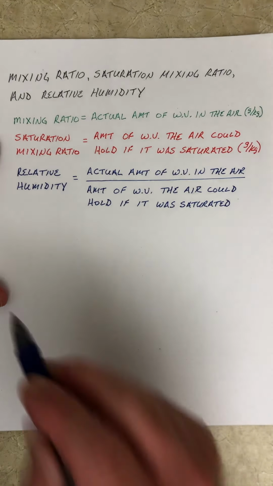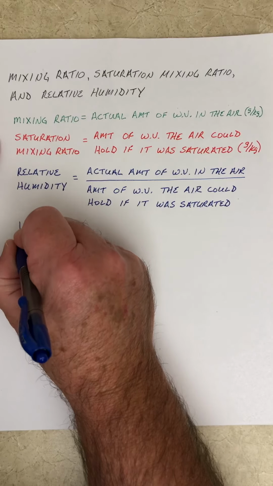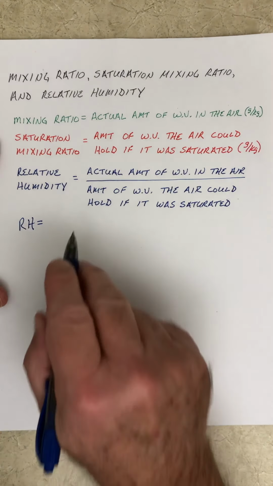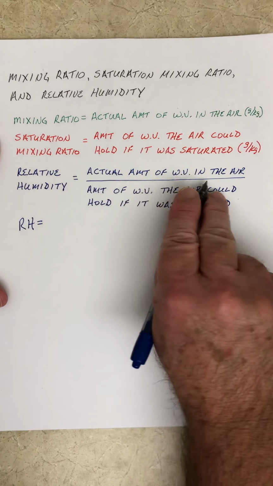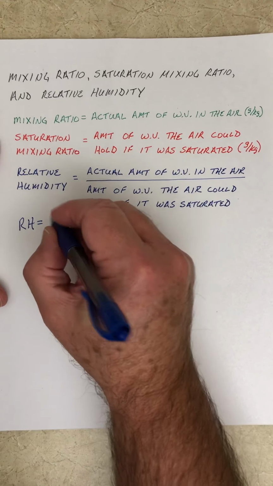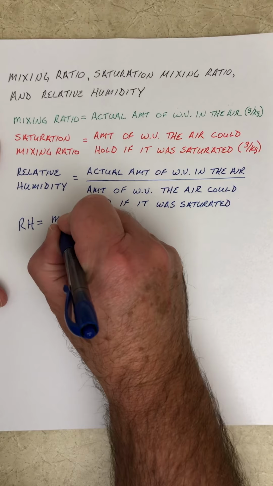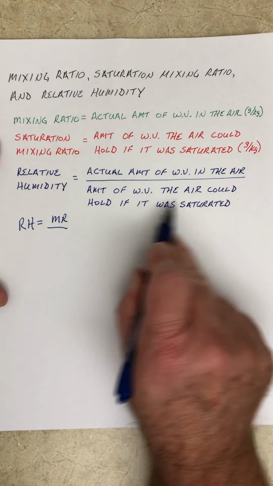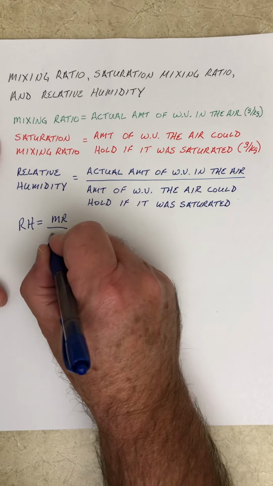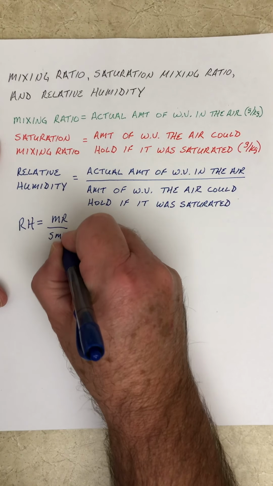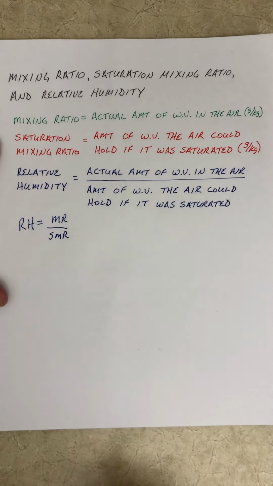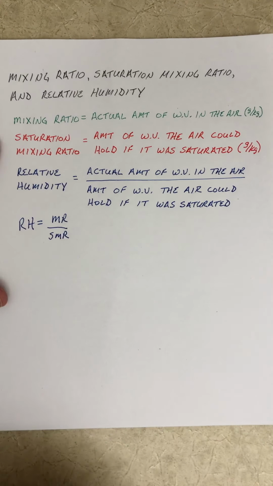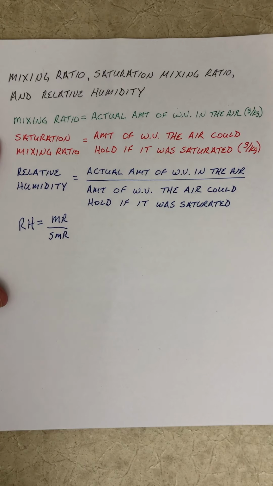So this hopefully looks familiar to you. Relative humidity is equal to the actual amount of water vapor in the air, which is the definition of the mixing ratio, divided by the amount of water vapor the air could hold if it was saturated, and that's the definition of the saturation mixing ratio. So relative humidity is equal to the mixing ratio divided by the saturation mixing ratio.